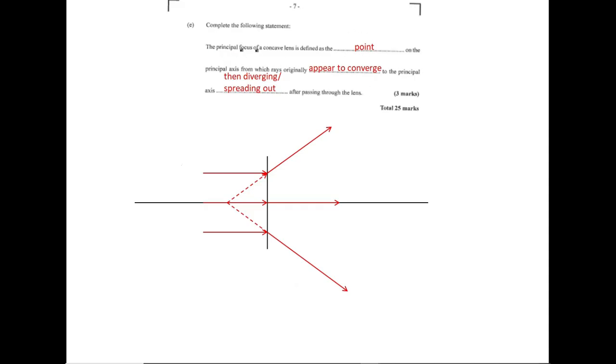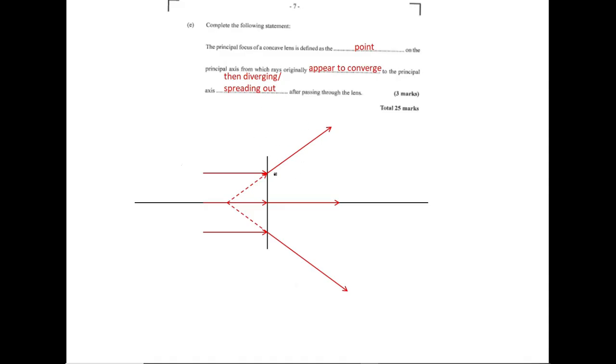So it says the principal focus of a concave lens is defined as the point on the principal axis from which rays originally appear to converge to the principal axis, then spreading or diverging after passing through the lens. On the exam, I would have probably only gotten one point because everything else would have been a blur probably.